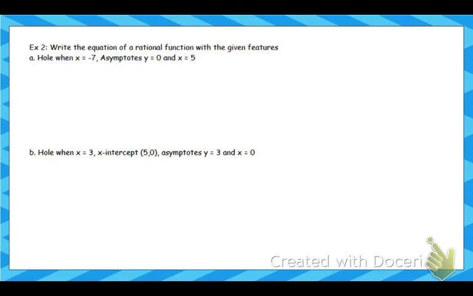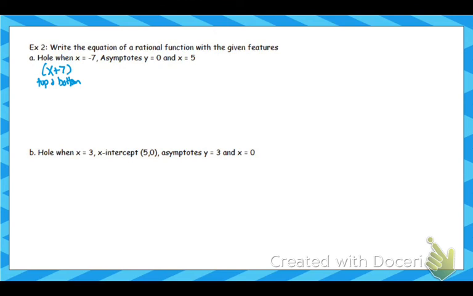So the last thing we're doing is we're just going to work backwards. So we're going to write this based off the features. So this first one tells me I have a hole when x equals -7. So if there's a hole, a factor is going to cancel. If it happens when x equals -7, the factor that's going to cancel is x plus 7. So that means I need x plus 7 on the top and bottom.